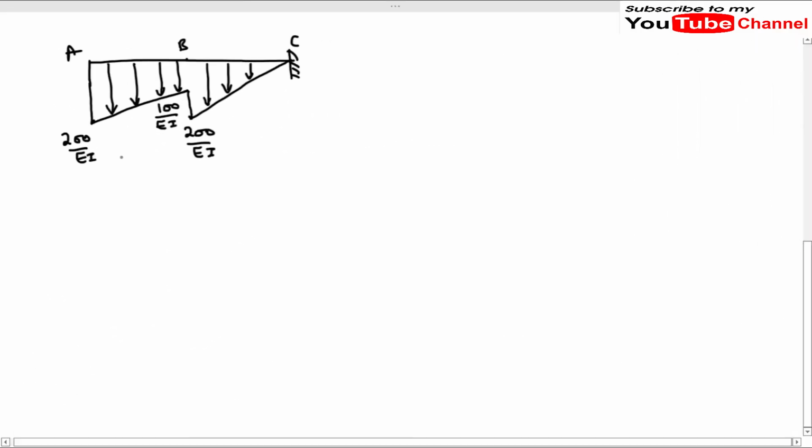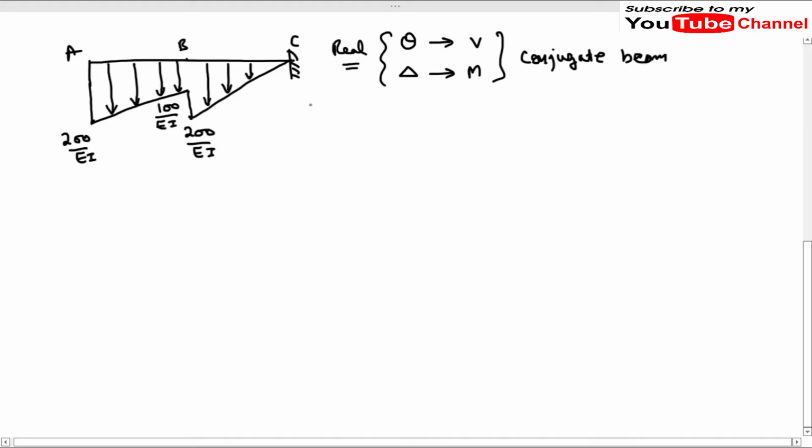So this is the conjugate beam which we have drawn from the real beam. As I have told you earlier, in the real beam, if we have to find the slope, then in the conjugate beam we have to find the shear. If in the real beam we want to find the deflection, then in the conjugate beam we have to find the bending moment. So these two are for the conjugate beam, and these two are for our real case. Now in the question it is asked to find the deflection and slope at B and deflection and slope at C. So let us first find the slope and deflection at B.